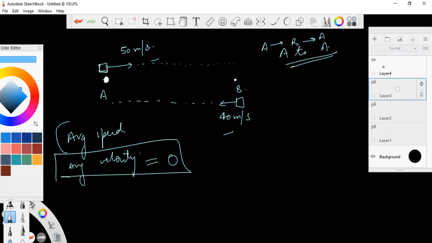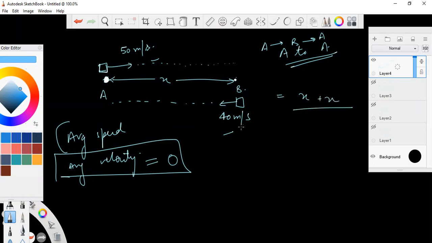Yes, sir. So total distance, I don't know that, but I know some speed. So if I assume that the separation between A and B is x, the average speed will be total distance. If you're moving from A to B, that is x. Then you're going from B to A, that is one more x. That is 2x, right?